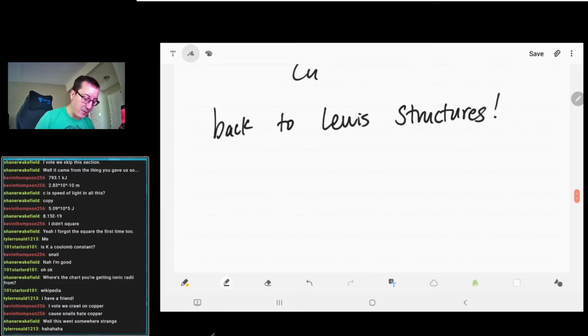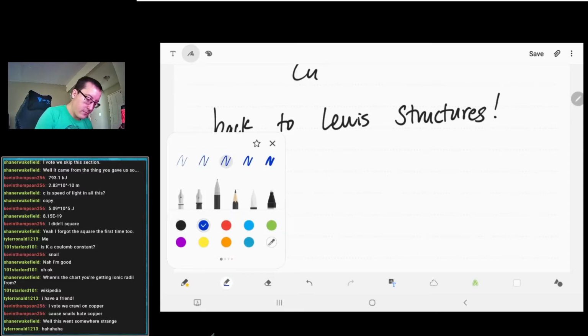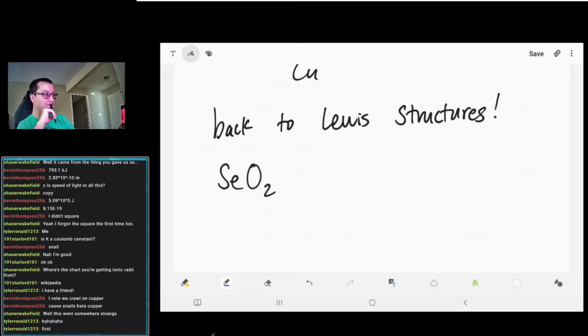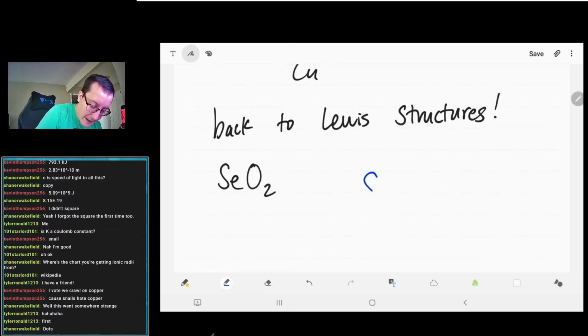Okay, let's do a couple more. Do this one. Which method did we want to do? I forgot. Did you guys like the connect the dots method or the count the electrons method? You like the connect the dots. Okay, I like that one too.